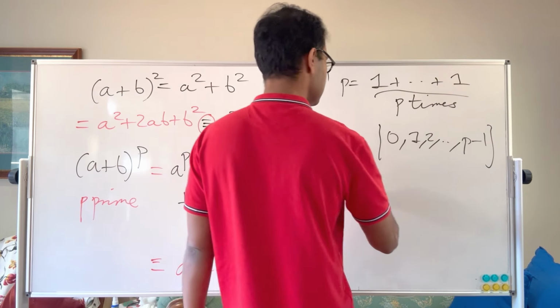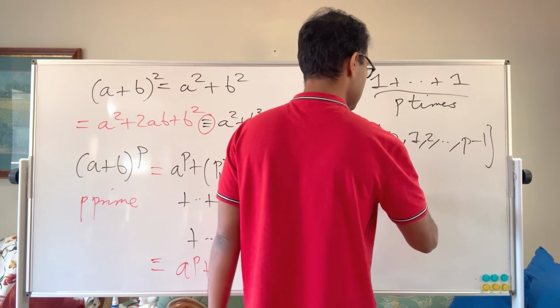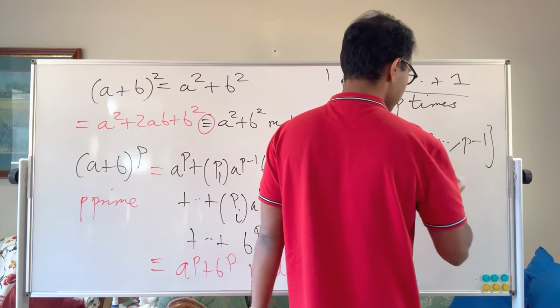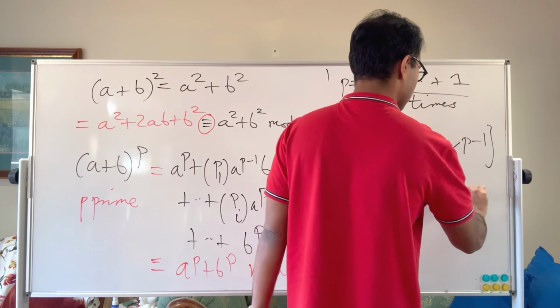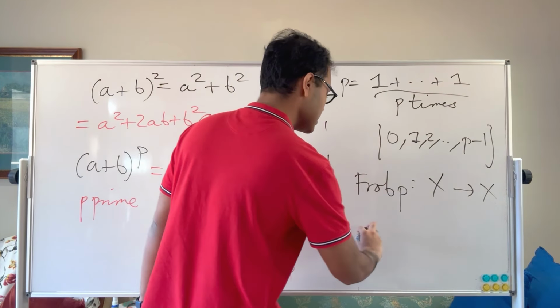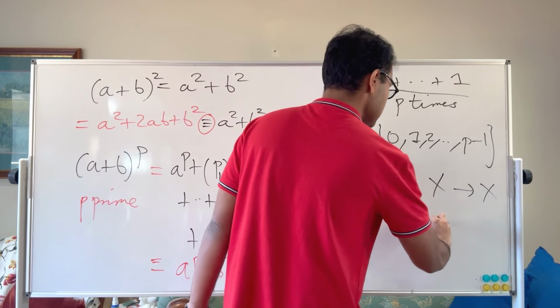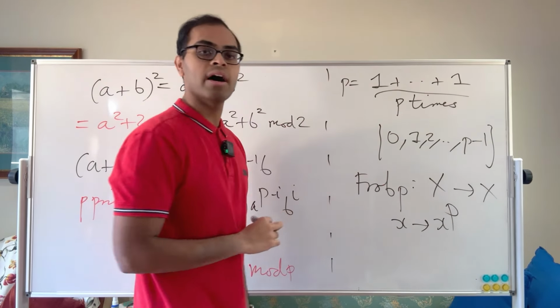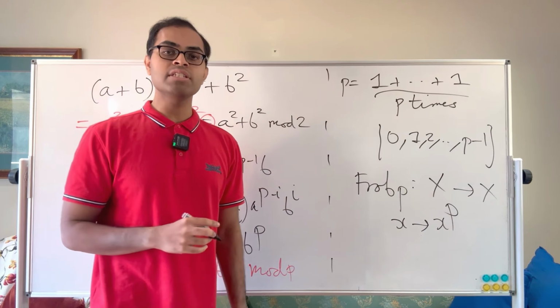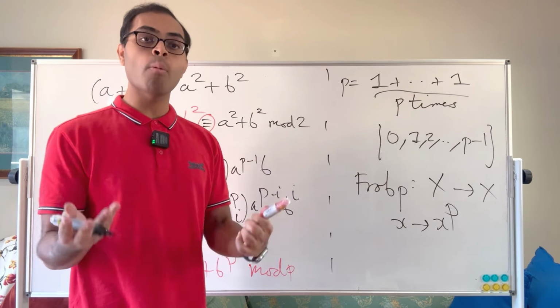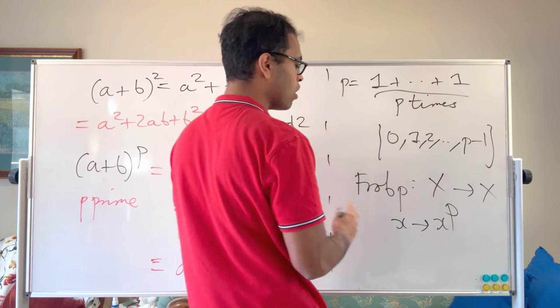In such number systems, there is a function called the Frobenius p, where I'll just denote such a number system by x. It goes from x to x, and what it does is it takes a number x in the system and takes its pth power, x power p. What's very interesting is this map is what is called a homomorphism. It respects all the laws of arithmetic.